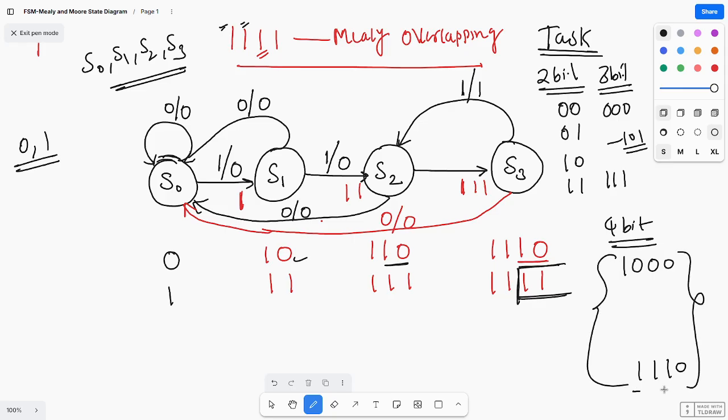You try to draw these state diagrams for Mealy overlapping and non-overlapping, and show me any doubts or any queries you get. Just ask me, I will tell you. Okay.